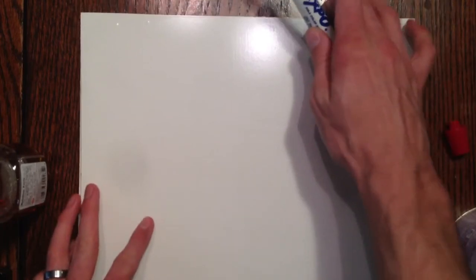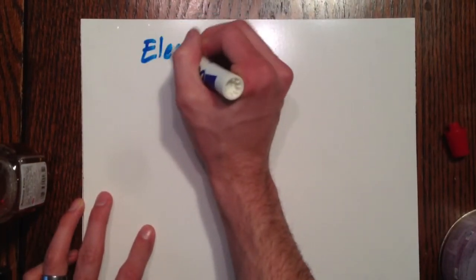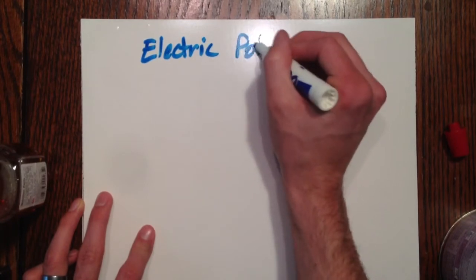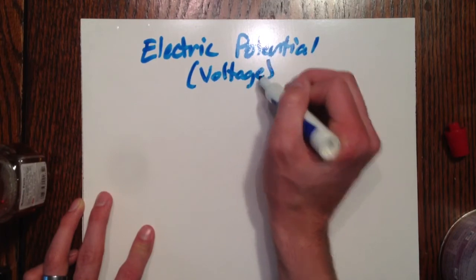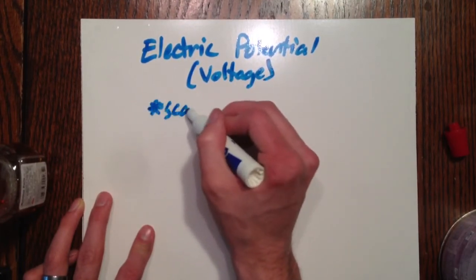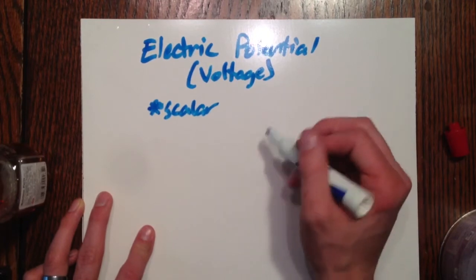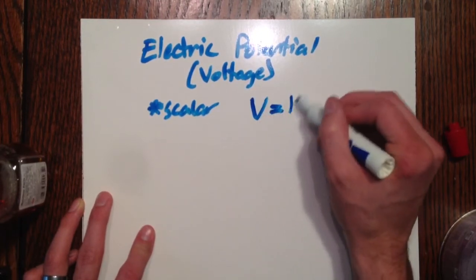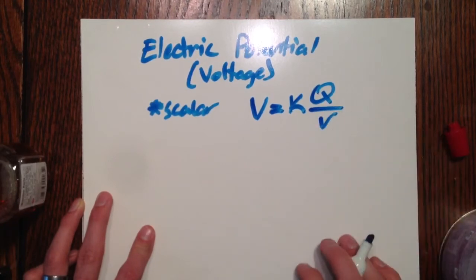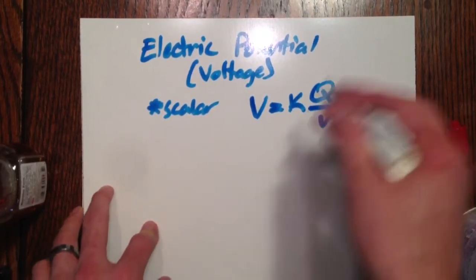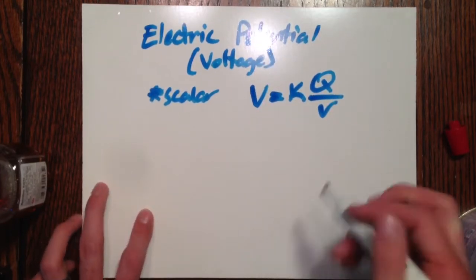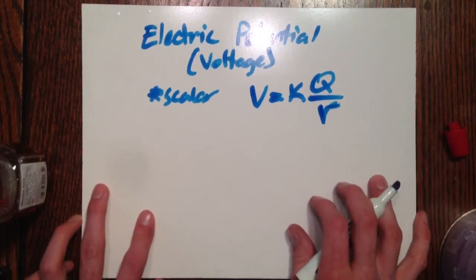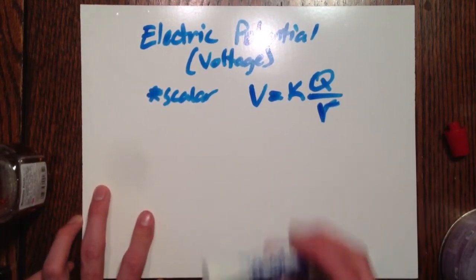What doesn't cancel out is our next quantity that we're going to talk about: electric potential, or voltage. Now, voltage is a scalar quantity, and it has an equation, V equals kQ over r. So electric field is kQ over r squared. Electric potential is kQ over r. Okay, so what does this mean?